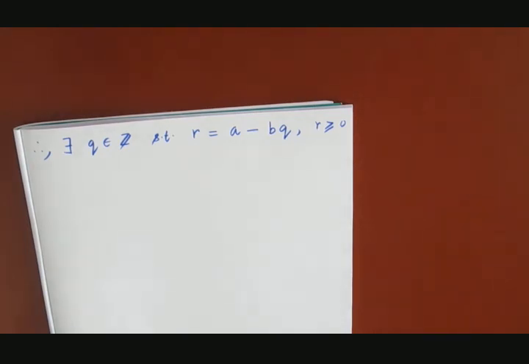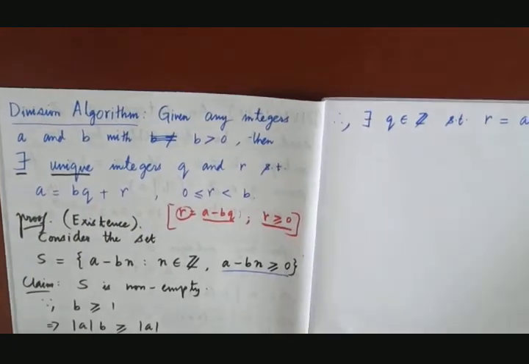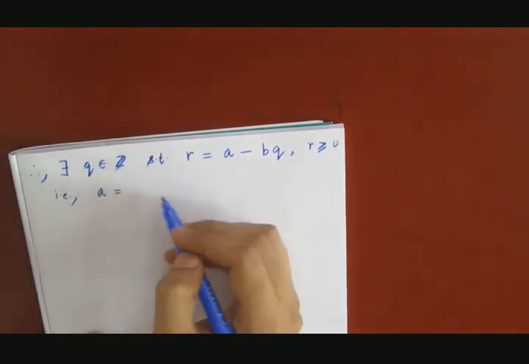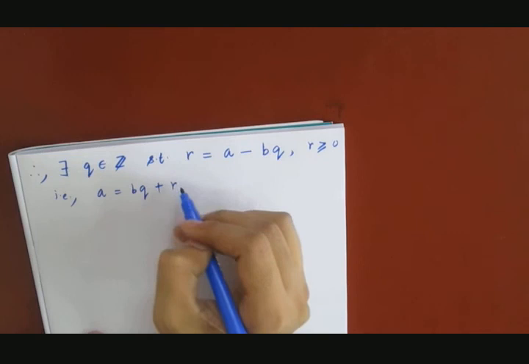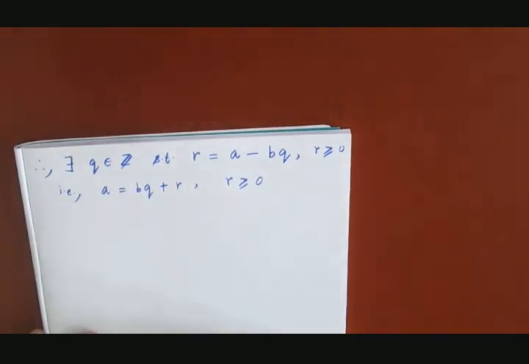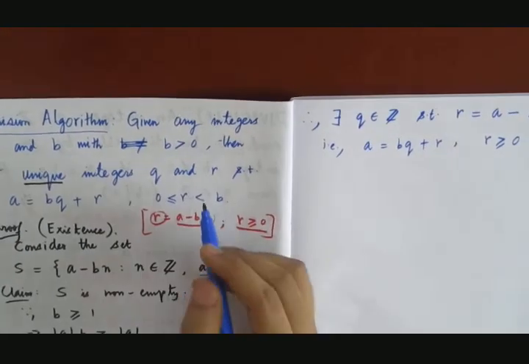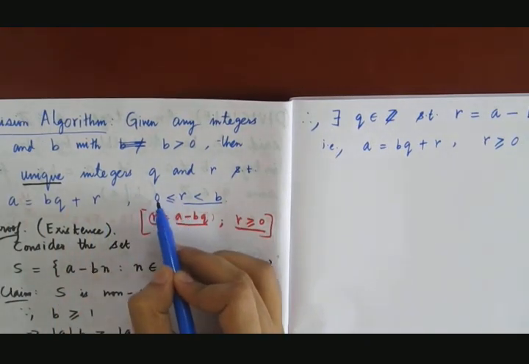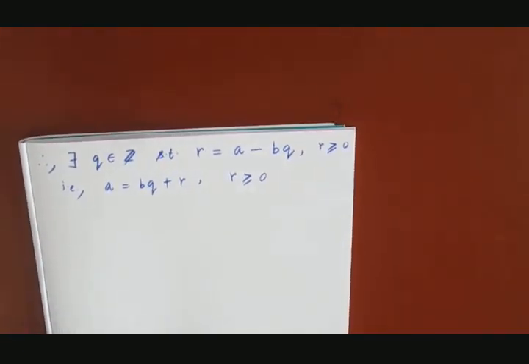No, sir. Okay, so you see we have done half the proof. How? See, from here what can I write? That is, A can be written as BQ plus R, with the condition that R is greater or equal to 0. Getting my point? So what else do I have to prove? I have proved that R is greater or equal to 0. Lastly I have to prove that R is less than B.